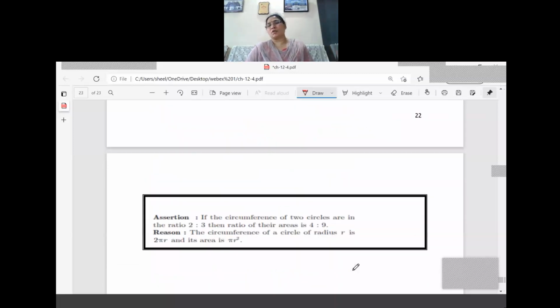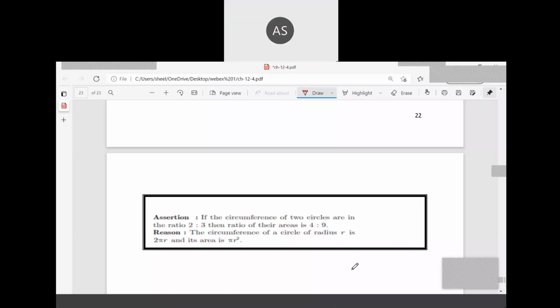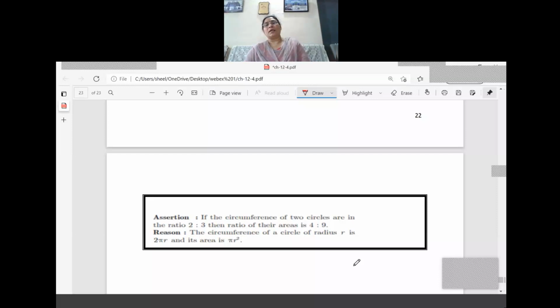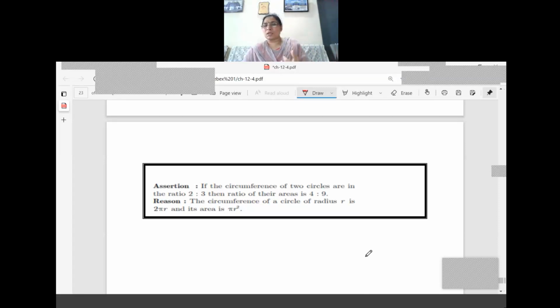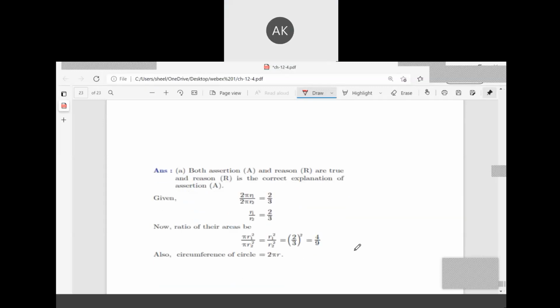Okay, the next question. If the circumferences of the two circles are in the ratio 2:3, then the ratio of their areas is 4:9. Do fast all of you, 2-3 minutes left. The circumference of a circle of radius r is 2 pi r and area is pi r square. We have already done this question. Circumference ratio 2:3 means the area ratio will be the square of that, 4:9. Both are true, answer is A only. Both correct, because the circumference and the area formula are given. Understood?